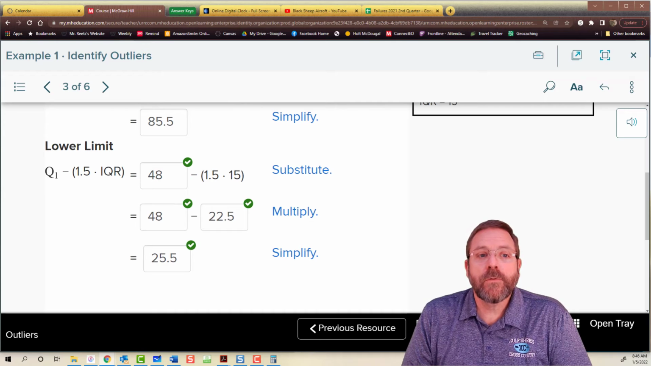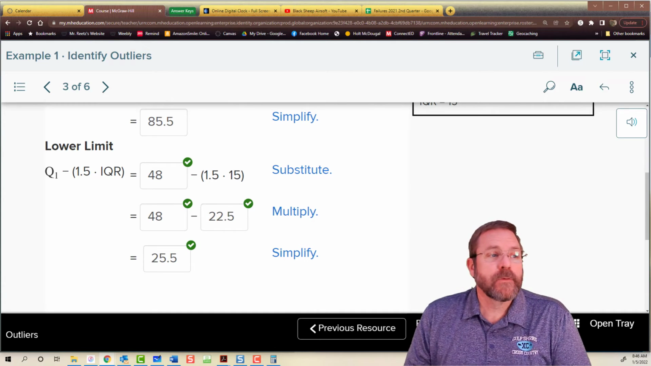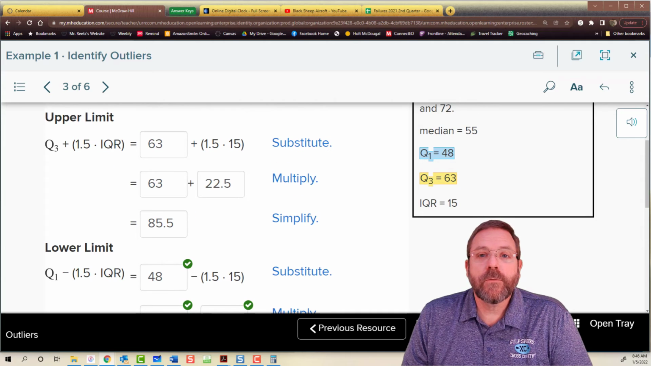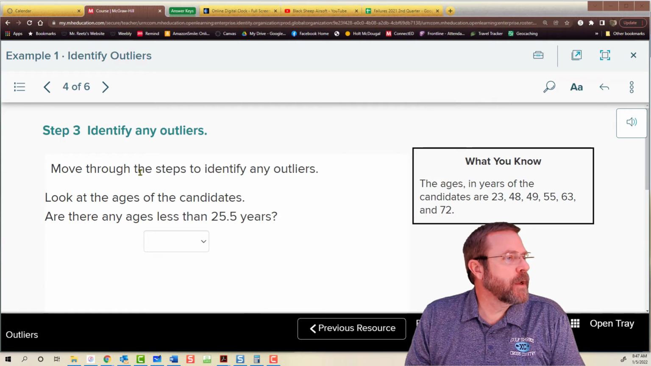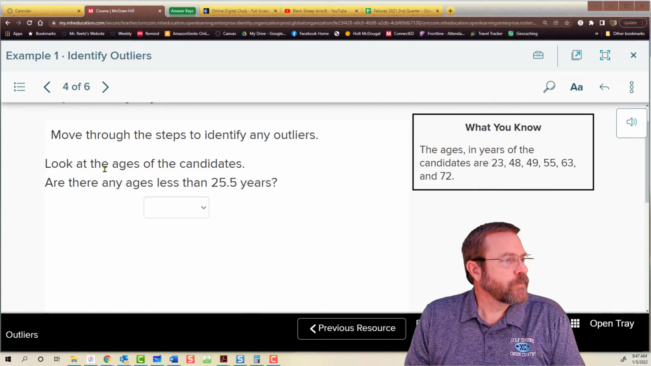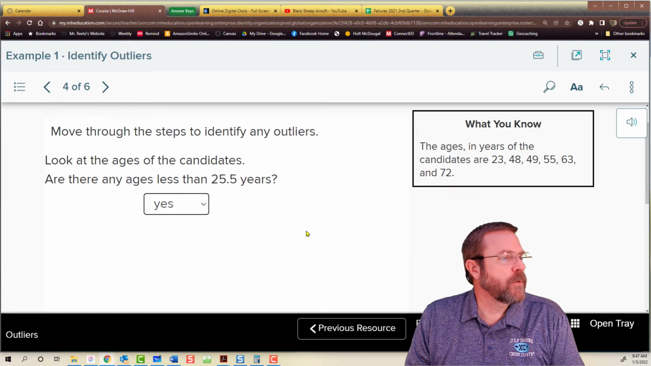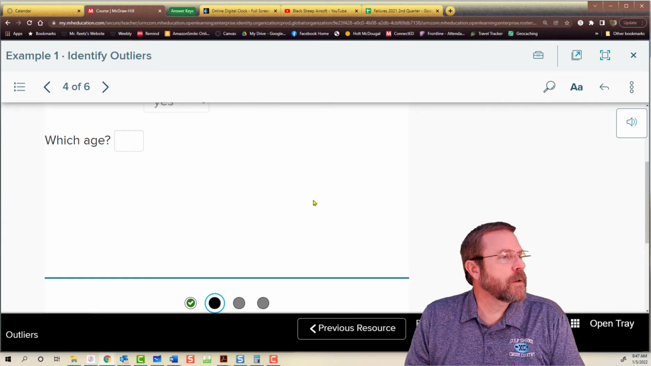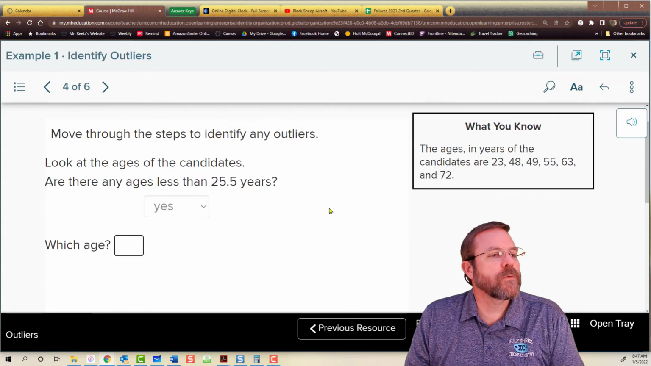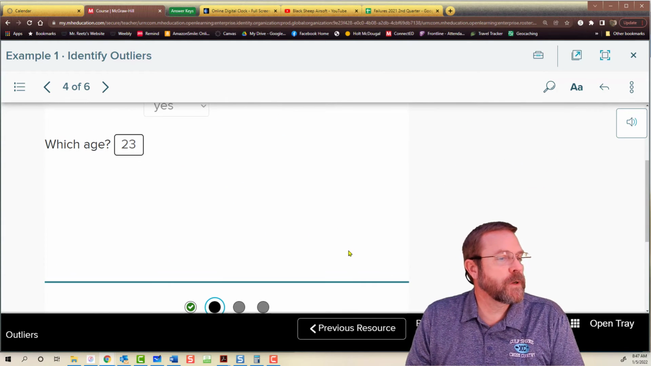So the 23-year-old running for office, that person qualifies as an outlier. The 72-year-old, just another old fella trying to get himself elected. Now we can move on to our next slide to answer the questions. Look at the ages of the candidates. Are there any less than 25.5? The answer is yes. And since we had a yes there, we're going to say, what is that person's age? That person's age was 23.